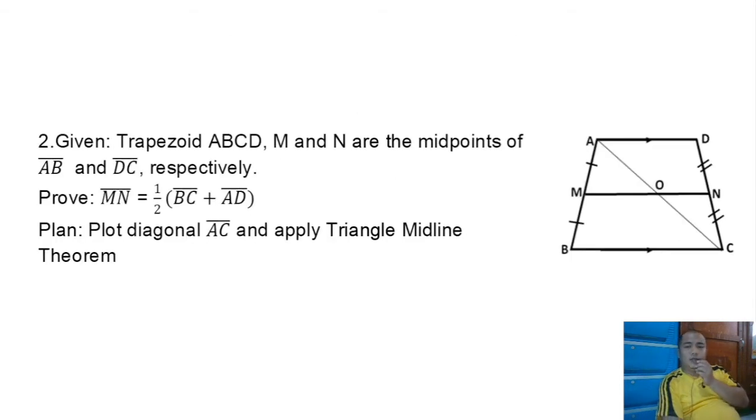Next, given trapezoid ABCD. Okay, in the figure, M and N are the midpoints of AB and DC, respectively. Prove MN is equal to 1/2 times the quantity BC plus AD. So to prove this, we're going to have a plan: plot diagonal AC, and apply the triangle midline theorem.